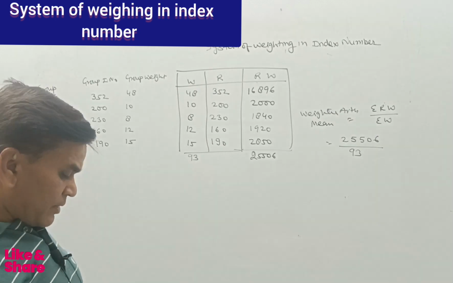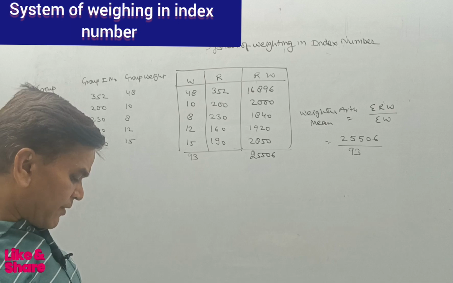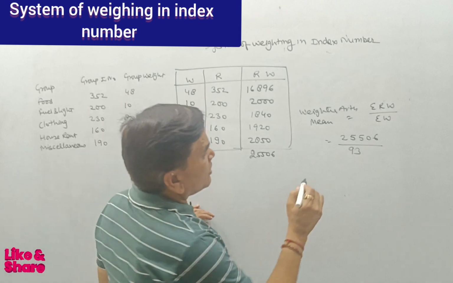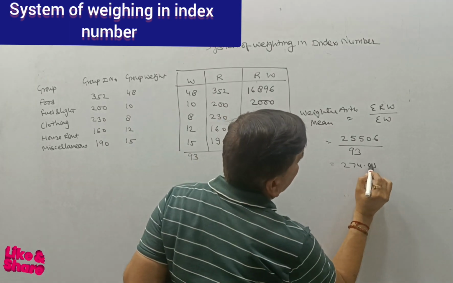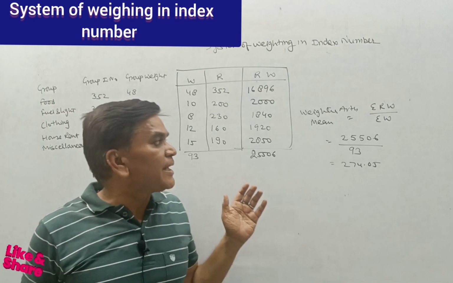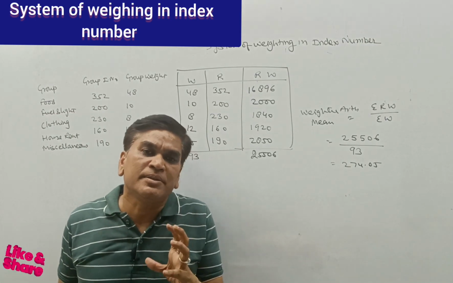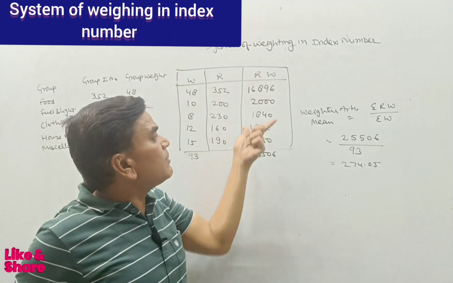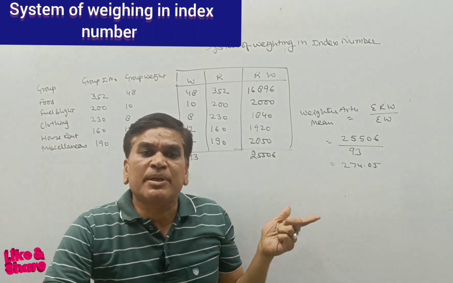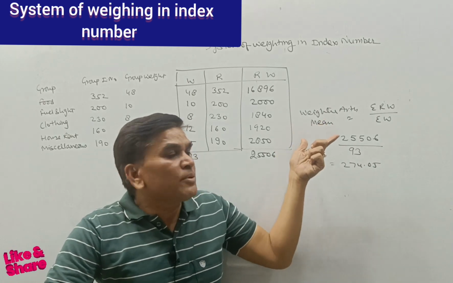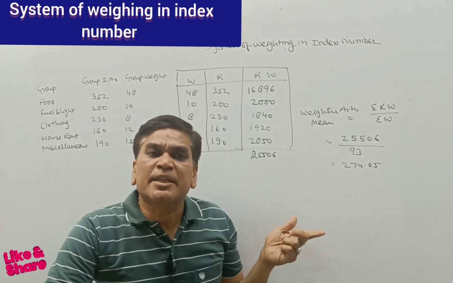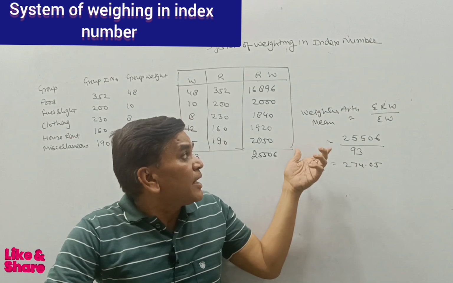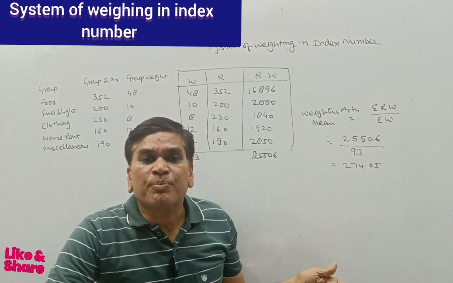25506 divided by 93 is 274.05. So the weighted arithmetic mean index is very simple. We just multiply the W with the index number and get RW. And for getting the weighted index number, we use the formula sigma RW divided by sigma W. So we get the weighted arithmetic mean, that is 274.05.